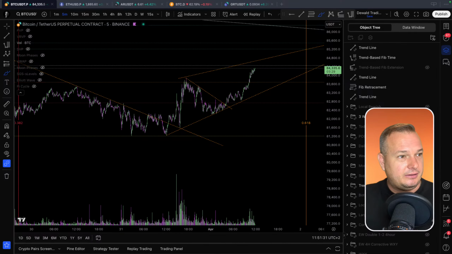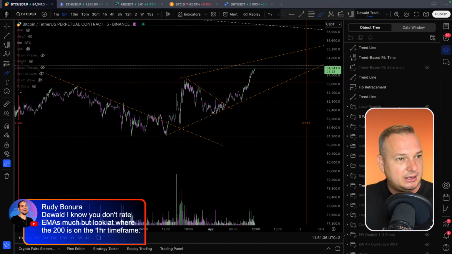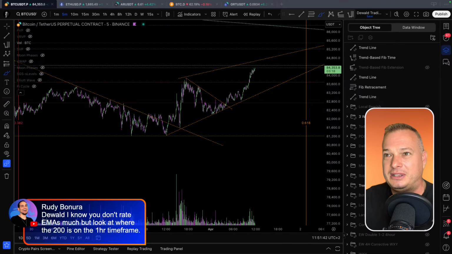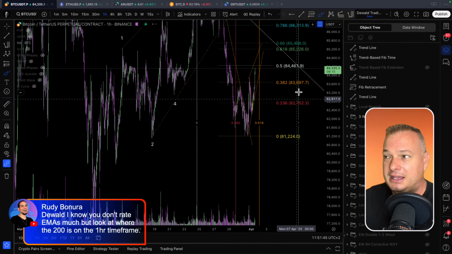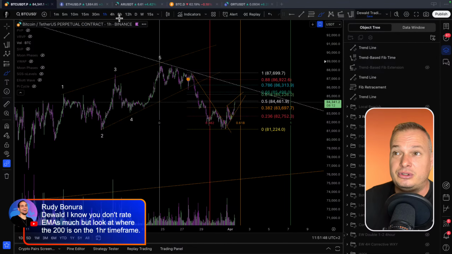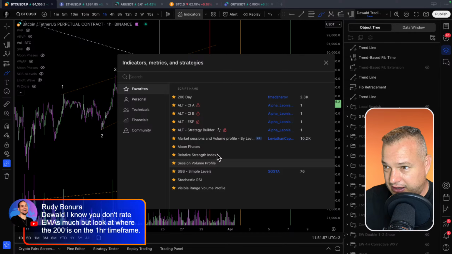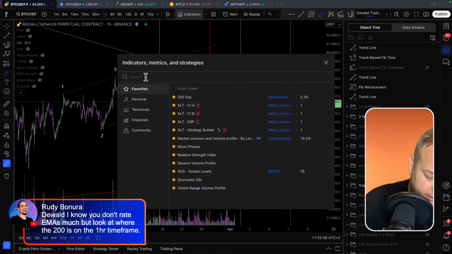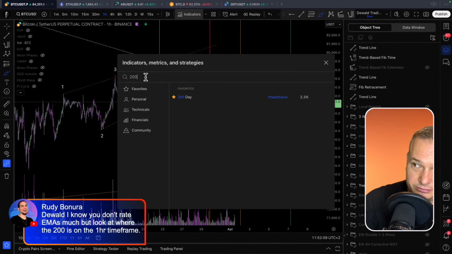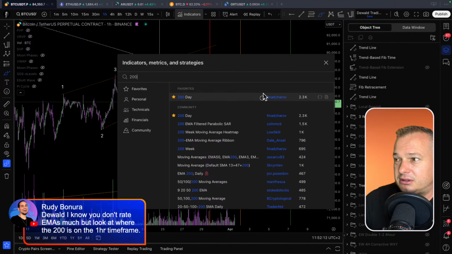Okay, cool. I mean, Dewald, I know you don't rate EMAs much, but look at where the 200 is on the 1 hour time frame. Guys, I haven't used the EMAs in such a long time now. I don't even know how to use them anymore. Let's see. Indicators. Do I have an EMA? I don't even have moving averages here. Relative strength, moon phases, visible. Okay. What do I call it? 200 moving average. Is it just this one? Okay, can we just use this one?